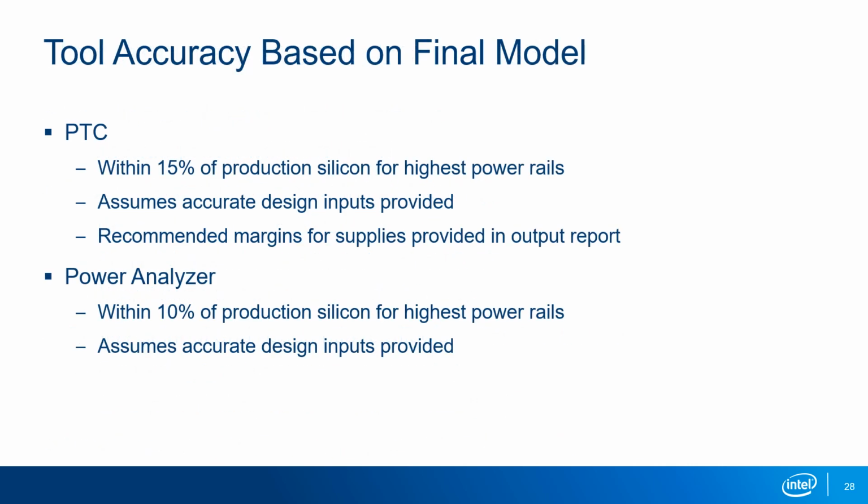If you are using a device that has final power models, the PTC is expected to provide results within 15% of what you would see for the highest power rails on a real device on a board. This accuracy assumes accurate design inputs have been provided to the tool. The report generated by the tool will include recommended margins for designing your power solution, taking this accuracy into account. For the power analyzer, the results are expected to be within 10%, again, assuming accurate information has been provided to the tool.